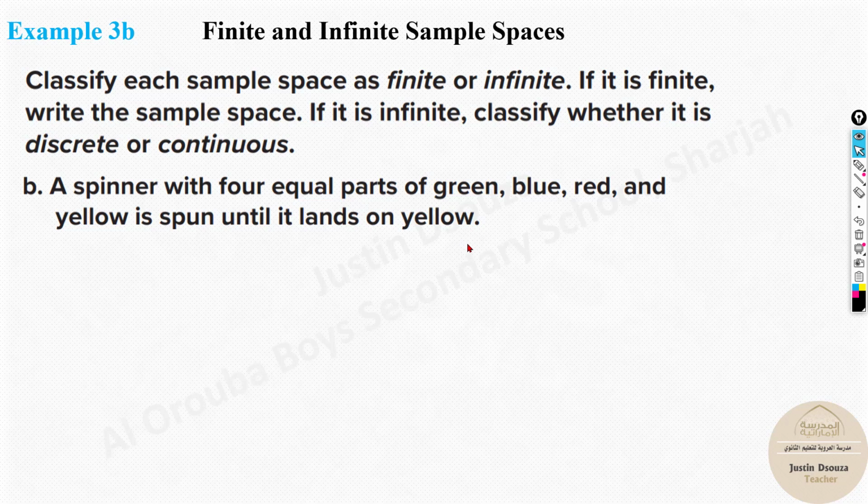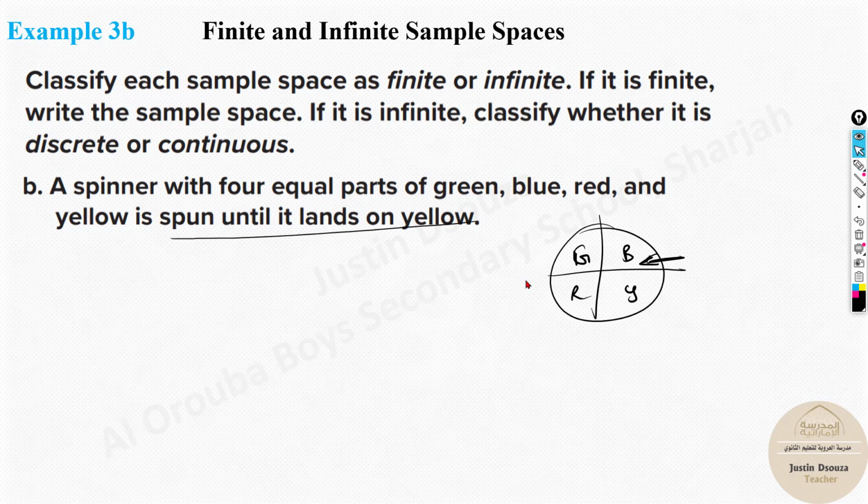lands on yellow. Now look at this. A spinner is there. It is divided into four equal parts. Okay, this is not equal, but you get the point, right? It's green, blue, red, yellow. And you're spinning it. Now imagine this is the marker point over here. You're just spinning it. Yellow must land on this region over here. You spun it one time, two times, three times. It did not fall on yellow.